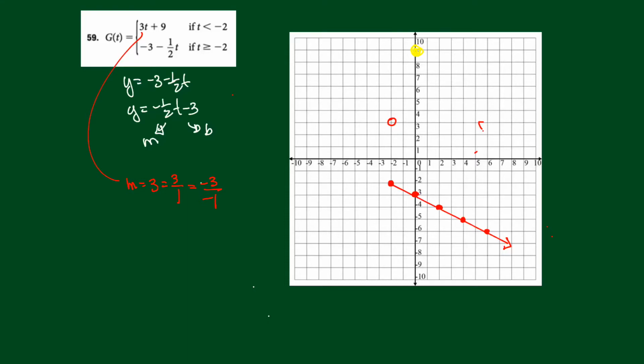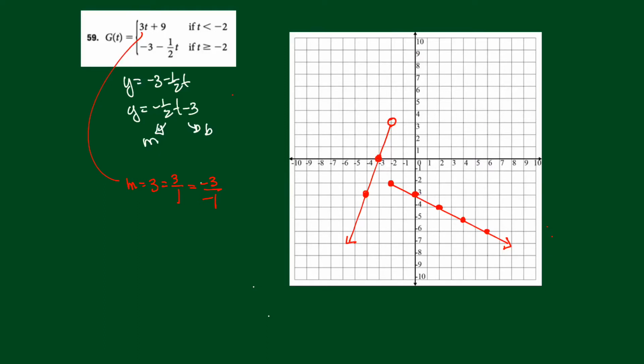Let's keep making those movements to get more points. To the left 1, down 3, so I know I'll have a point here. I'll do it again: to the left 1, down 3, so there'll be a point there. All right, let's pass a line through those 3 points. So we've almost got it, except for that point up here at the top that I had in yellow, which is not part of the graph.